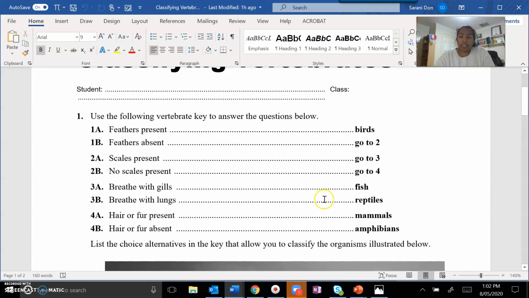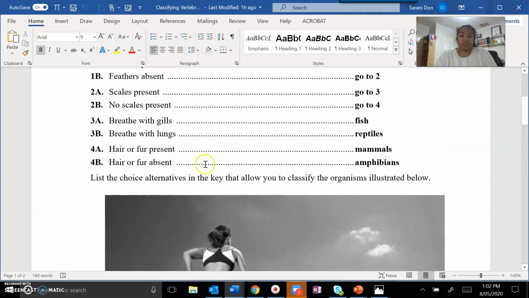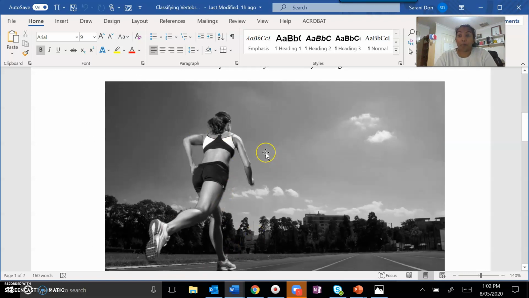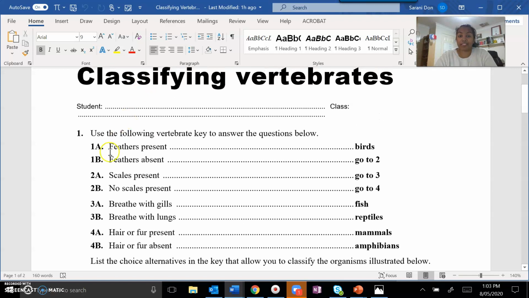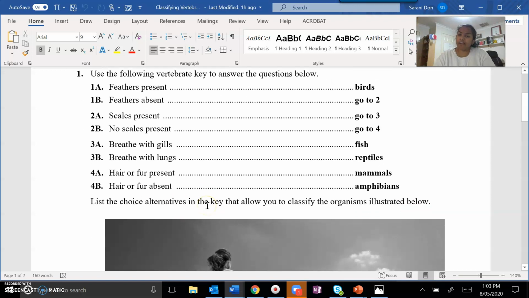So this is another form of dichotomous key. So remember you guys learned how to do it using the flowchart kind of thing. This is another way of doing it. It's just like a list. So what they're saying is you've got this organism here, right? And then you are to use this key, dichotomous key, to figure out whether it's a fish, reptile, mammal, or amphibian.